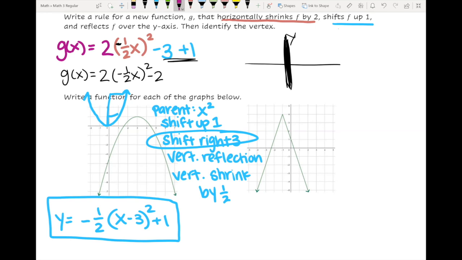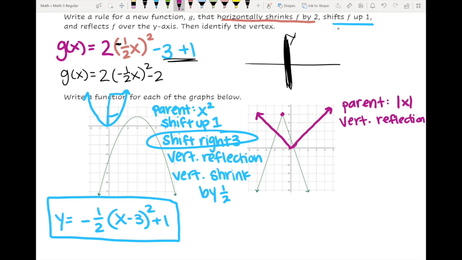Next up, we've got an absolute value function. That is my parent function. So absolute value of x, and let's see what's going on with that. This was also facing down, so there had to have been some vertical reflection. And then the parent function usually hits at 0, 0, and then it goes up 1 over 1, up 1 over 1. This vertex is not 0, 0, so let's look at the shifts.